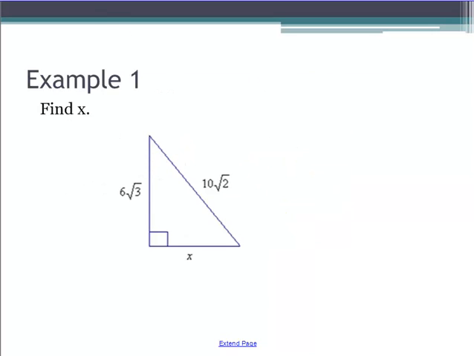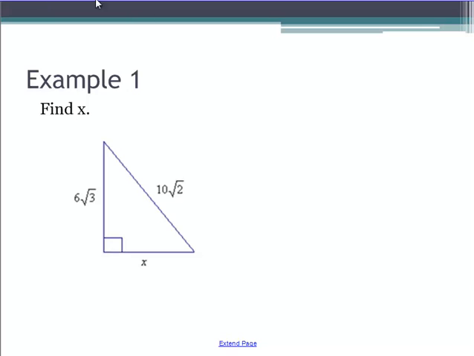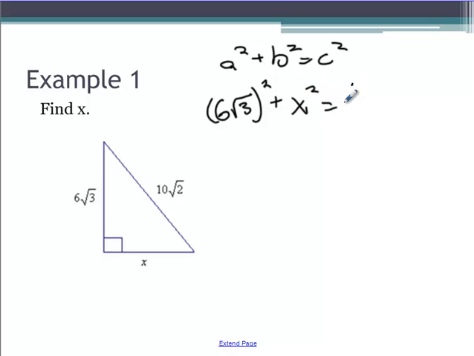So we want to start by finding x. All right, we have our formula. A squared plus B squared equals C squared. And I'm going to start plugging things in. I could choose which one of these I want to be A, which one I want to be B. That doesn't matter, but C has to be 10 square root of 2. So as I'm going through this, let's call A 6 root 3. So 6 square root of 3 squared plus x squared equals 10 square root of 2 squared.